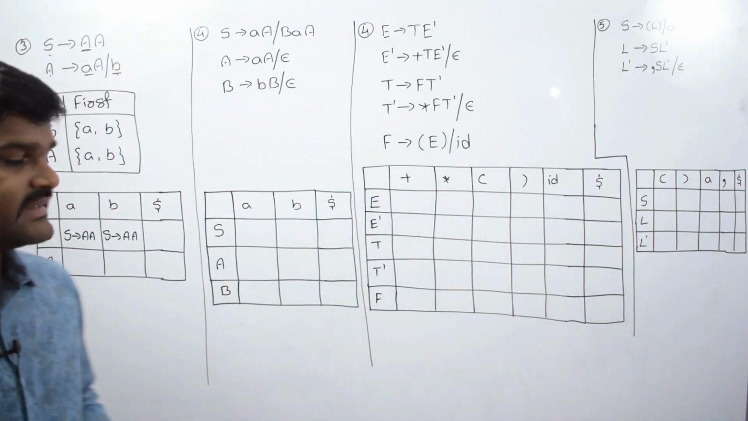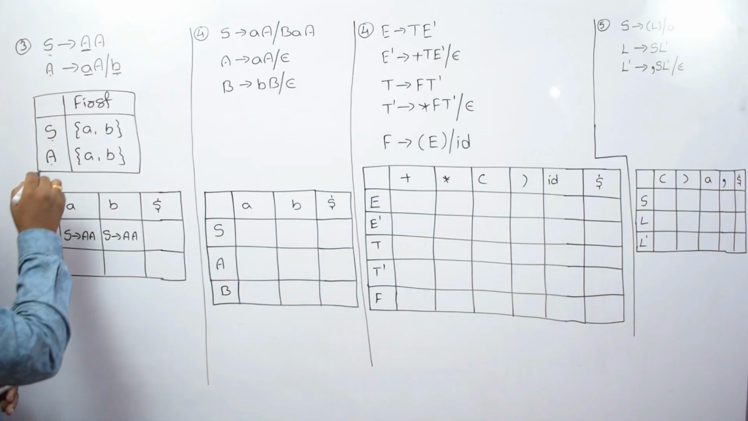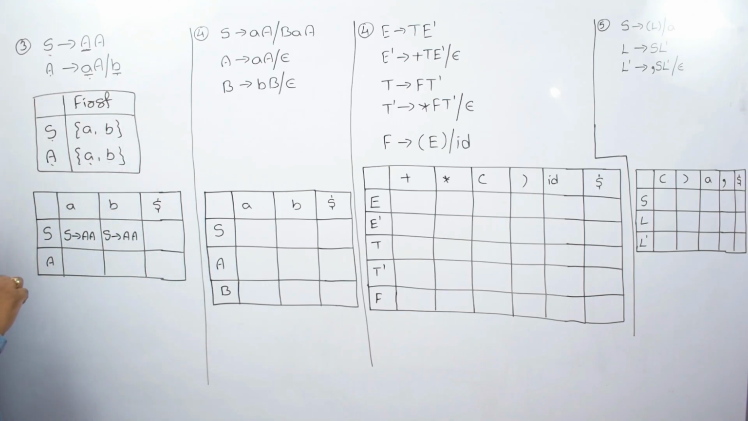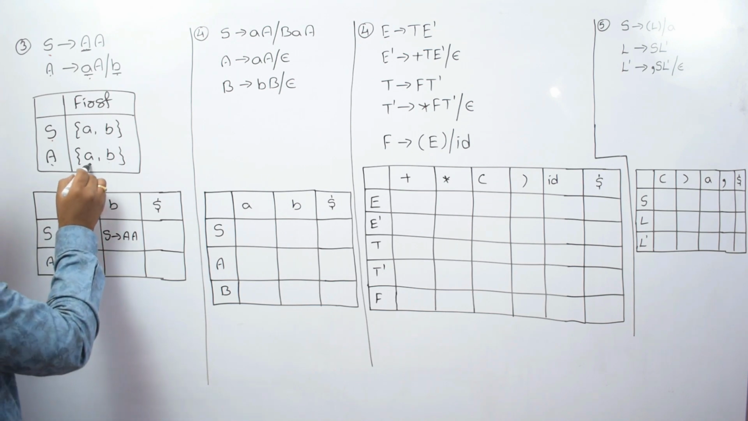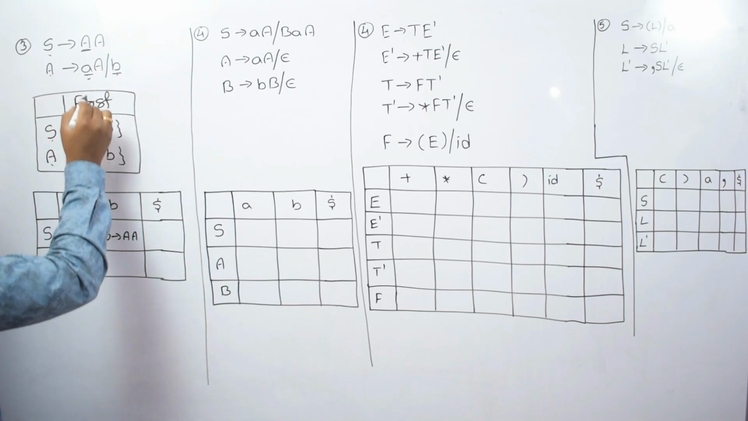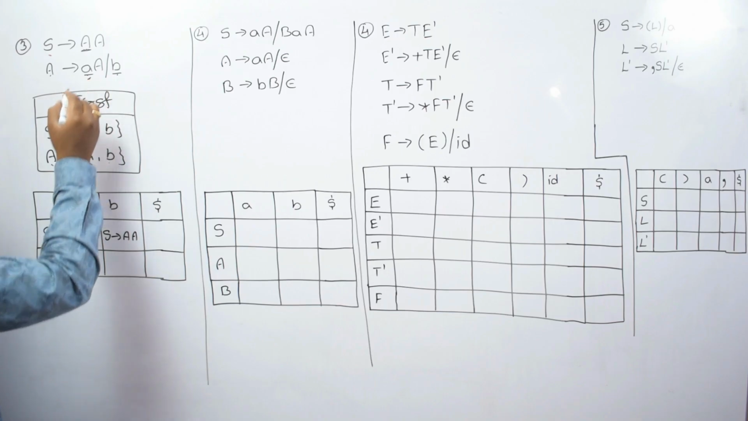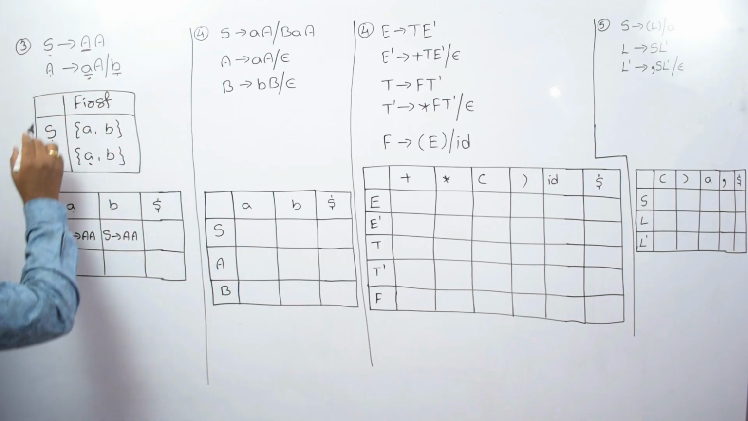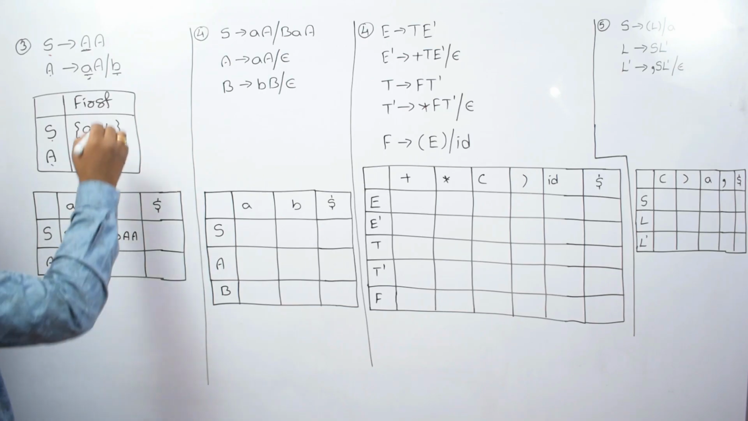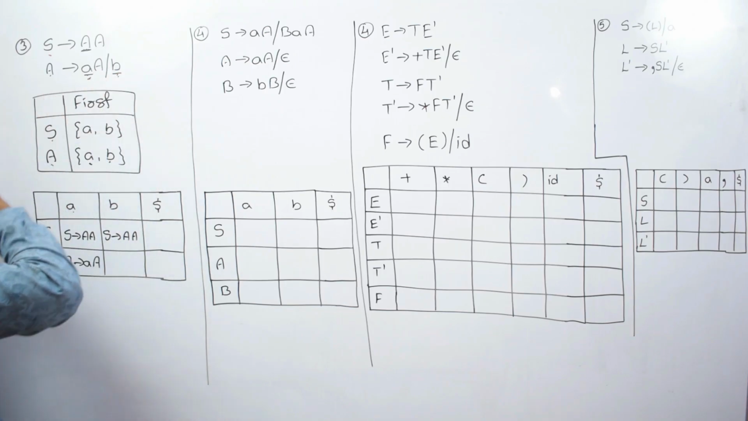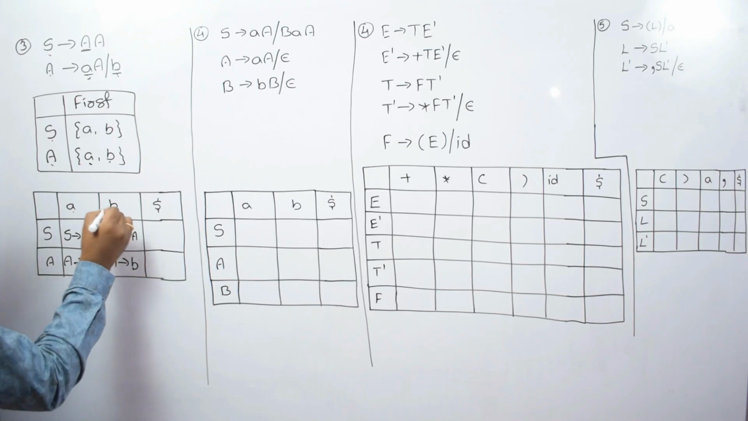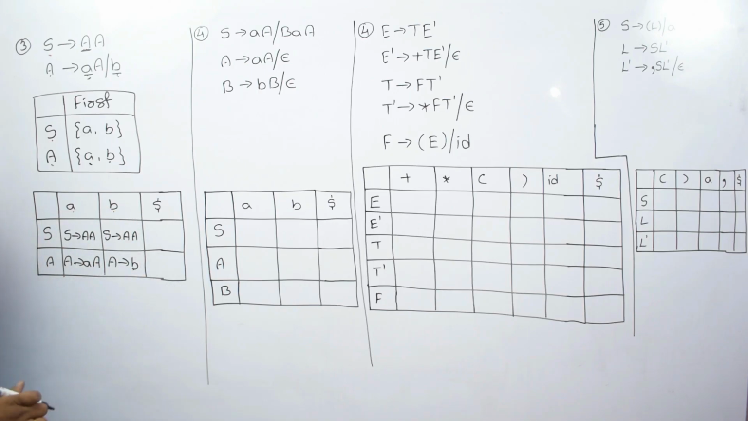Then next, now for A, how will you write? Same A and B. So this A you got from this production actually. So the important thing is which production you got this terminal from. This A you got from this production, so only that production you will write under that terminal. So that is why A arrow small a capital A. Now what about B? B you got from this production actually. So that is why A arrow B we are writing under B. So this is the parse table first of all.